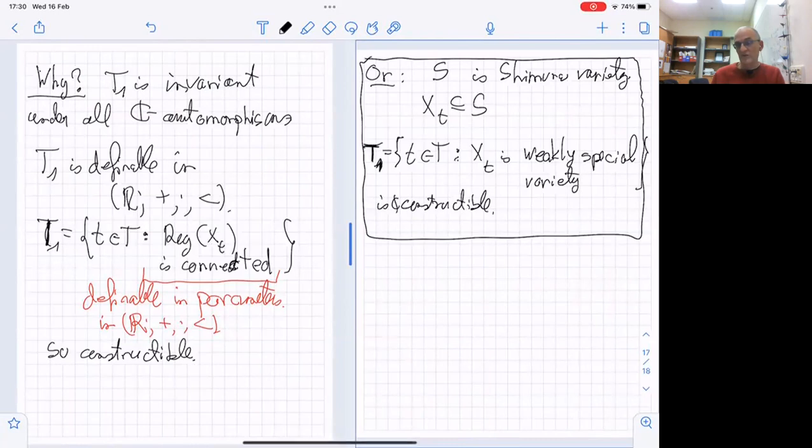using the fact, which I'm almost sure is true, that the property of being weakly special is invariant under complex automorphism, I assume this was true, you get constructibility of the parameter space, of the parameter set.